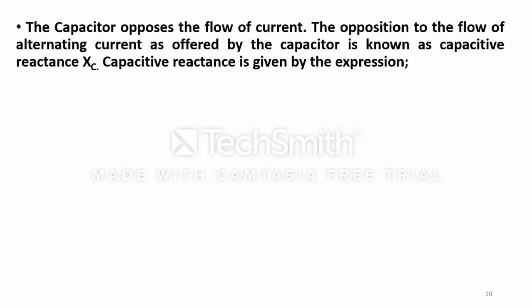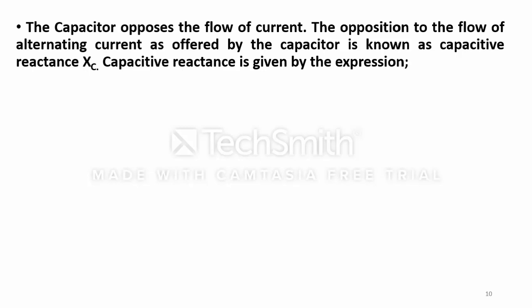The capacitor opposes the flow of current. The opposition to the flow of alternating current as offered by a capacitor is known as capacitive reactance. Look at the symbol Xc. When you connect a capacitor in a circuit such that it opposes the flow of current, the opposition to the flow of electric current or alternating current as offered by a capacitor is referred to as capacitive reactance.